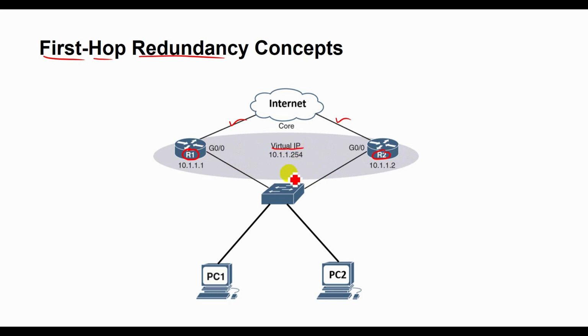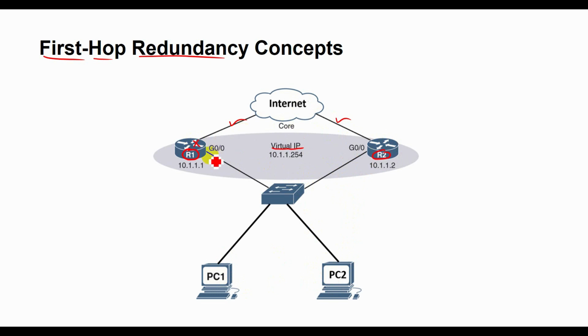As you see in the diagram, one router is the active router, which is forwarding the traffic coming from hosts in the organization, and the other router is the standby router. The standby router is a backup router when the active router fails, and the standby router takes over the responsibility of forwarding traffic coming from hosts.